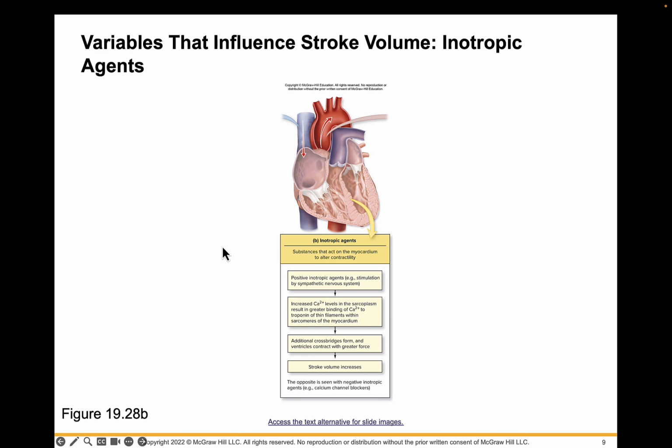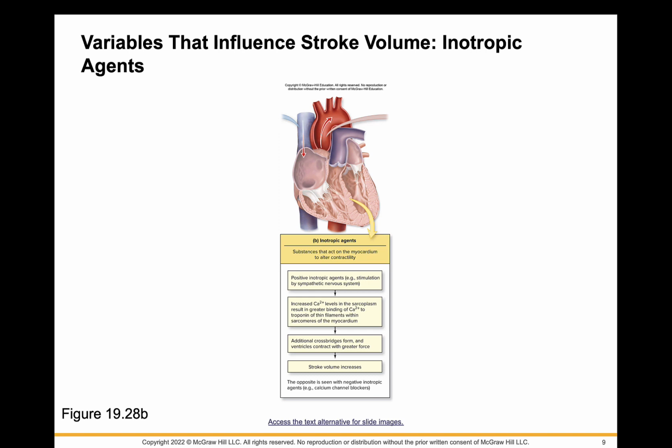So now let's take a look at these inotropic agents. Once again, they are substances that act on the myocardium to alter contractility. If we look at a positive inotropic agent, basically stimulation of the sympathetic nervous system, we're going to have a greater amount of calcium. This creates more cross bridges being able to form. And then once again, whenever there are more cross bridges, there is a greater force of contraction, and this will result in an increase in stroke volume. The opposite happens when we see a decrease in available calcium.